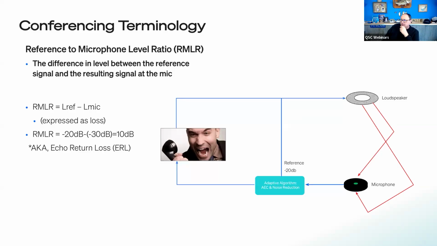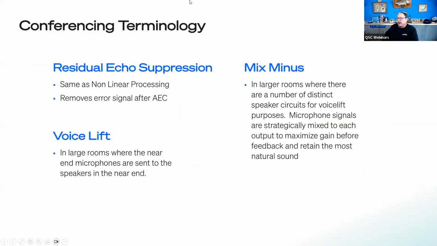Reference to microphone level, you'll see this mentioned. It's the difference in level between the reference signal that's coming in and the resulting signal at the microphone. It's also known as echo return loss in non-QSC DSPs. So the person on the far end is talking, and it's coming out of the loudspeaker. We're providing a reference of that signal into the adaptive algorithm. The microphone hears that speech coming back, and it subtracts it out so that when you go back to the far end, you're not getting it. It's the difference that we are pulling out.